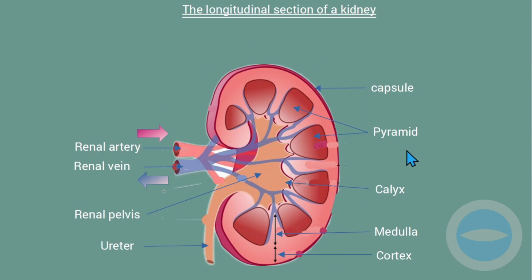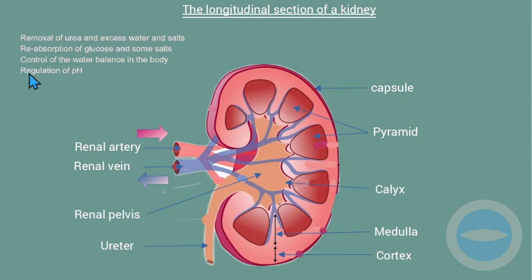Now let's go to the functions of the kidney. The functions of the kidney are the removal of urea, excess water and salt. So if there is too much water in the blood, the kidney takes out the water. If there is too much salt, with the help of the hormone that is produced by the adrenal gland, it will also release salt, and then urea is removed in the kidney.